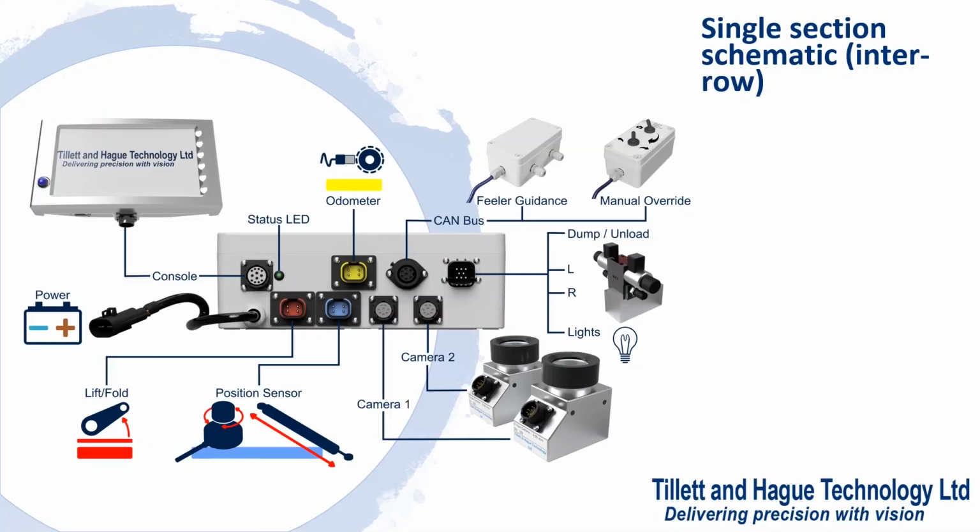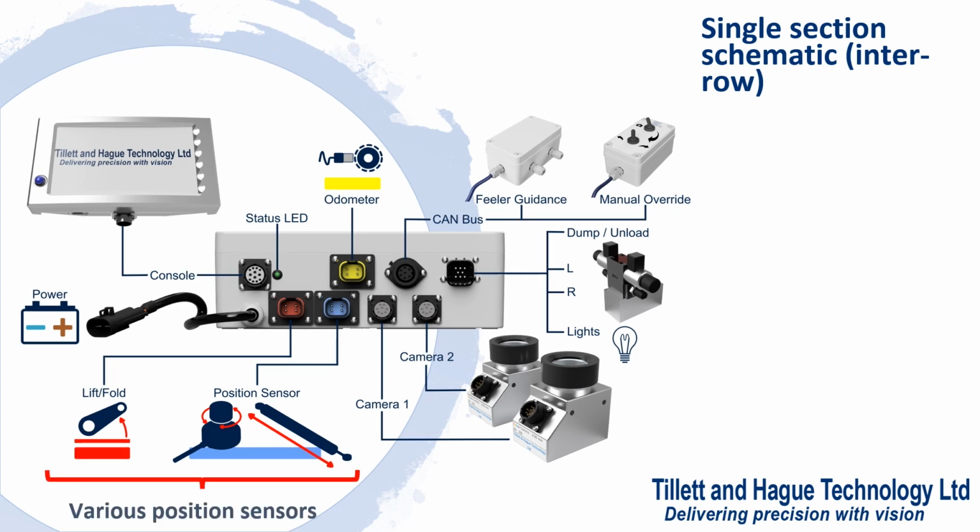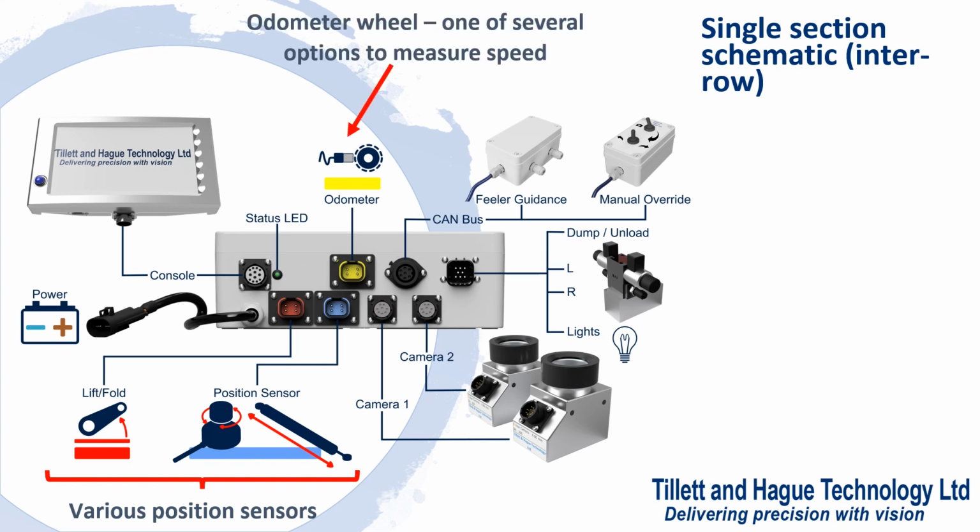We will start by looking at the system as a whole. This slide depicts a standard single section system with some of the standard options. At its core is the implement module to which all peripheral devices are connected. Connected devices include position sensors, for example to measure side shift position and in-work status, odometer wheels, which is one of several options for measuring speed, and valves for the control of hydraulic cylinders.